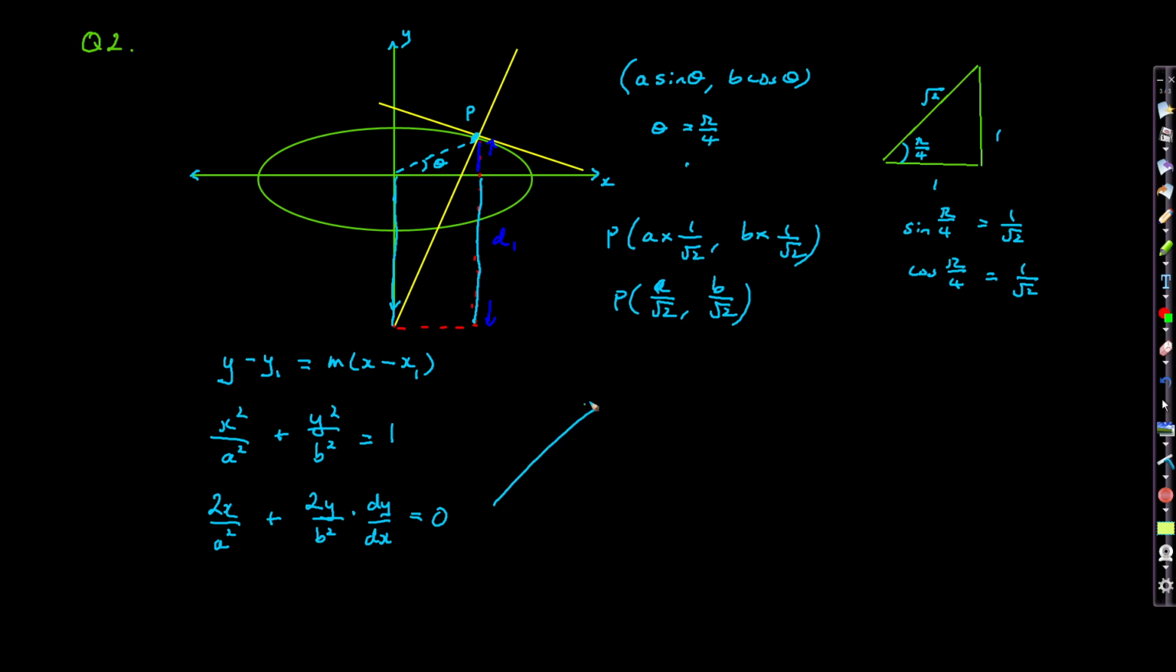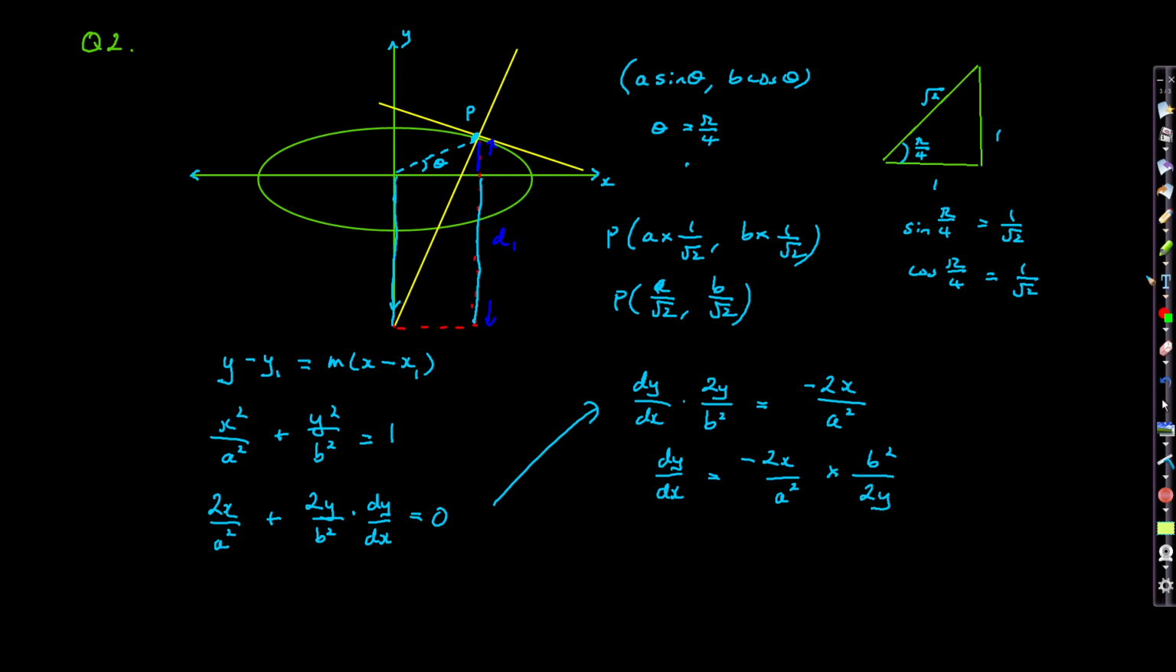Making dy over dx the subject, let me just do this in a couple of steps. I'll move this 2x over a squared to the other side, which becomes negative, and then dy over dx would equal this. And we're going to divide by that fraction, in other words, multiply by the reciprocal.